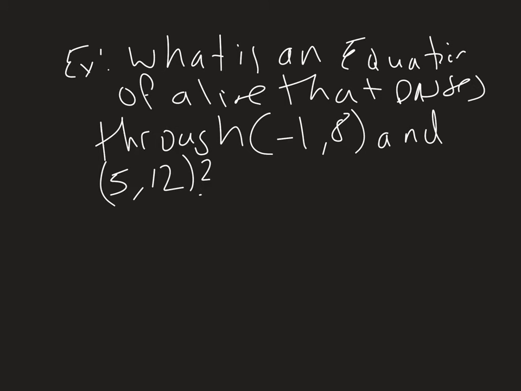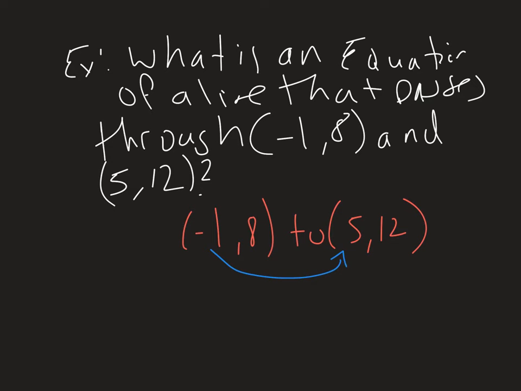Now let's take a look at another example. Let's say all I know is the line passes through the points negative 1, 8 and 5, 12. So the idea is basically I just need to get the slope. And we have many, many ways of doing so. So I'm just going to go ahead and do it one way. You can use the formula, you can draw it out, or you can do it the way that I like to do it, which is where I just think about, okay, how do I get from negative 1 to 5? Well, I have to add 6.